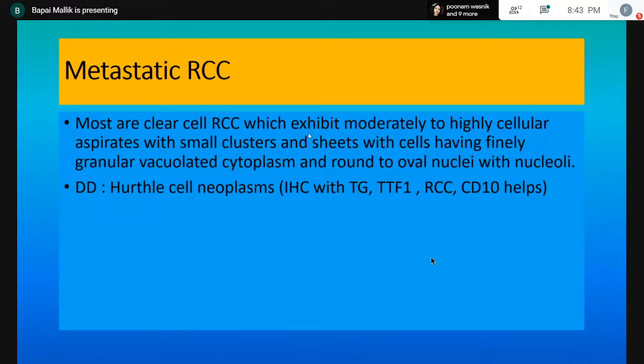Next, metastatic tumors. I'm going to just rush through them. One tumor which is important, and which comes to the thyroid pretty frequently, is metastatic RCC. When you have a problem, you can use immunohistochemistry: thyroglobulin and TTF1 positivity should help, along with RCC and CD10 on the other side, in differentiating them from each other.